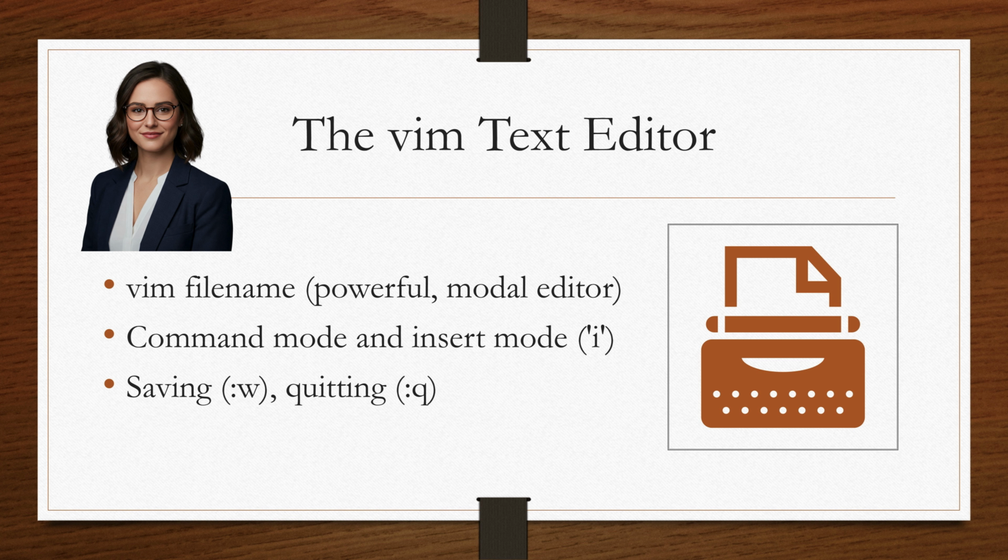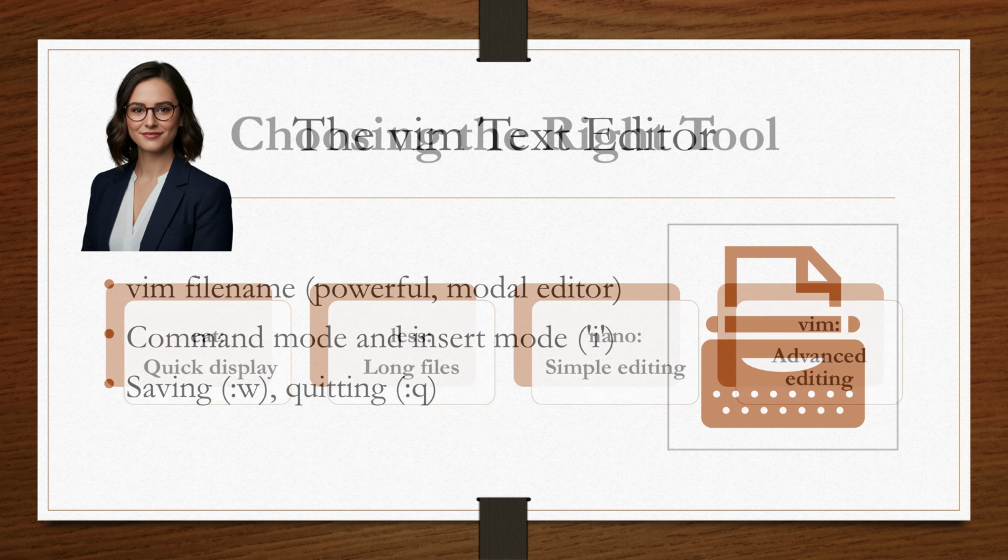For more advanced users, Vim is a powerful and highly configurable text editor. While it has a steeper learning curve than Nano, Vim offers a wide range of features and efficiencies for editing text. To open a file with Vim, you type vim filename.txt. Vim operates in different modes. The command mode allows you to navigate and execute commands, while insert mode, entered by pressing I, allows you to type text. You'll need to learn specific commands to save, which is :w, and quit, which is :q, and perform other editing tasks.